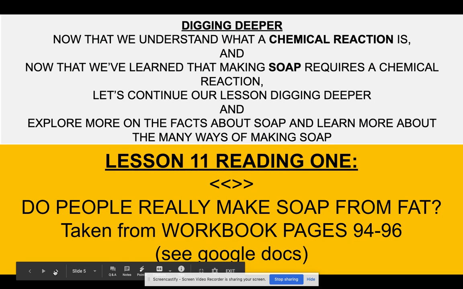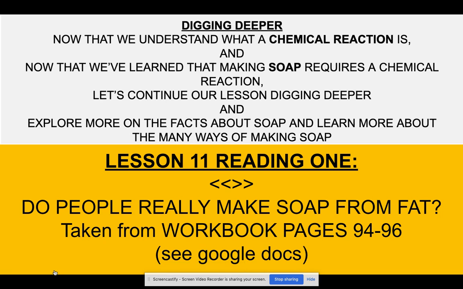Digging deeper. Now that we understand what a chemical reaction is, and now that we've learned that making soap requires a chemical reaction, let's continue our lesson, digging deeper and exploring more facts about soap and the many ways of making soap. This is taken directly from your workbook, lesson number 11, reading 1: Do people really make soap from fat? That was taken from workbook pages 94 through 96.